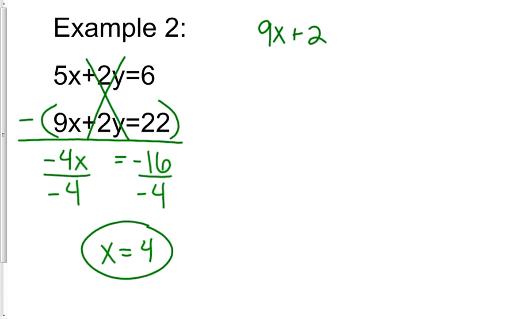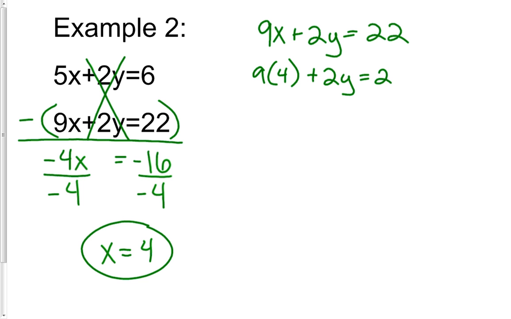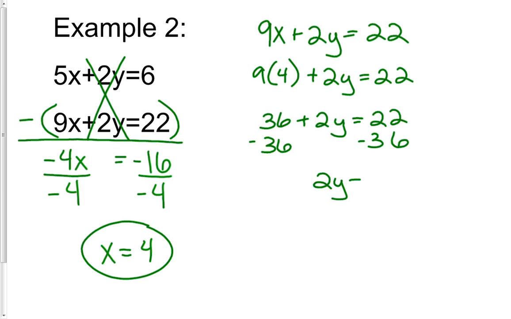I need to go back and solve for y now that I have x. It doesn't matter which equation you pick. This time I'm going to use the second one. So I'm going to plug in my x value of 4, giving me 36 plus 2y equals 22. Subtract 36 from both sides. Gives me 2y equals negative 14. Divide both sides by 2. y equals negative 7.